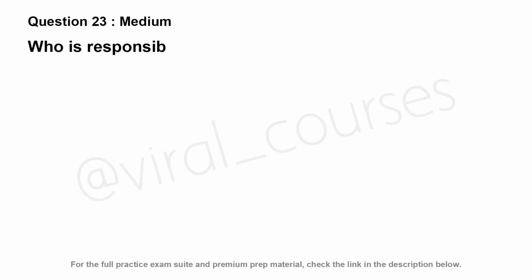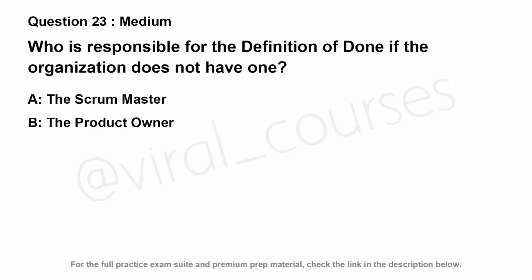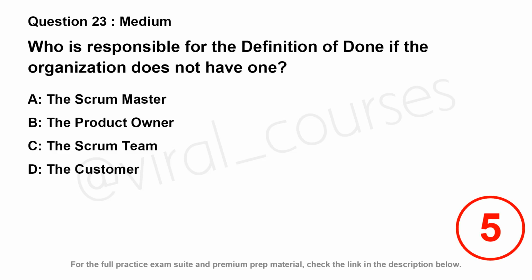Who is responsible for the definition of done if the organization does not have one? Option A, the Scrum Master. Option B, the Product Owner. Option C, the Scrum Team. Option D, the Customer.